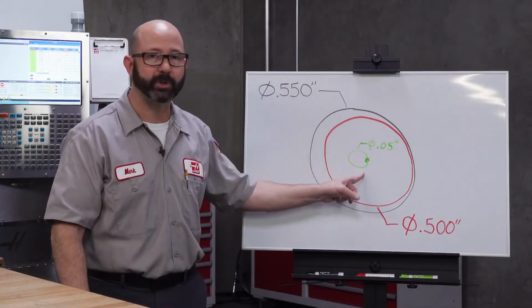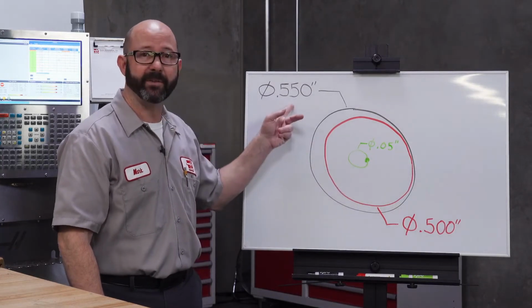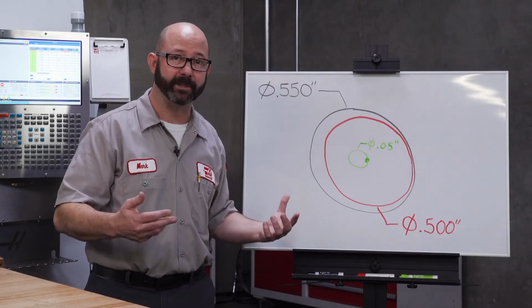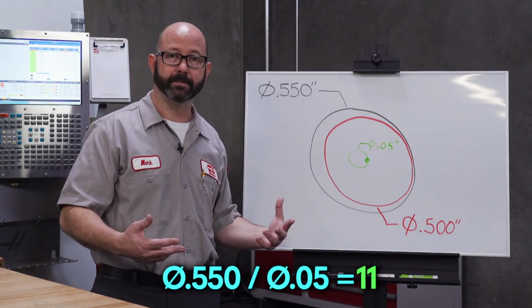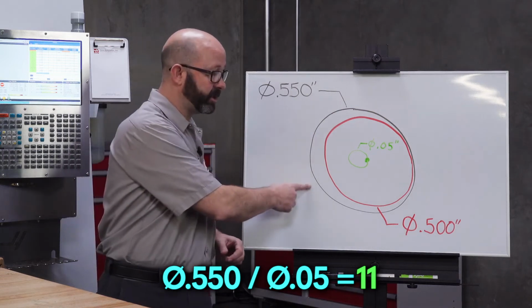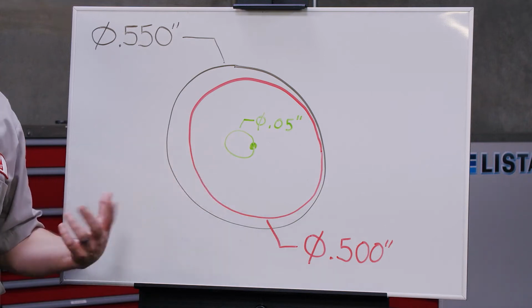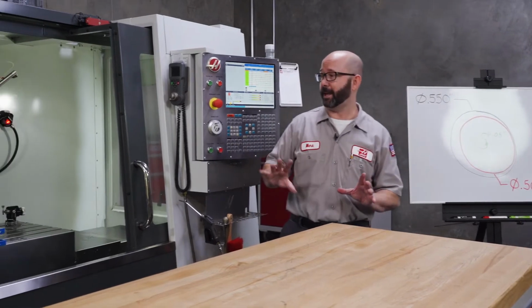But that's at the center of our tool. Out here at the edge of our tool, where we're at the 550 diameter, things are moving much faster, 11 times faster, because 550 divided by 50 equals 11. This outer circle is 11 times bigger than the inside circle that our feed rates are based on, and we haven't adjusted for that. Here, we'll show you this in a different way.